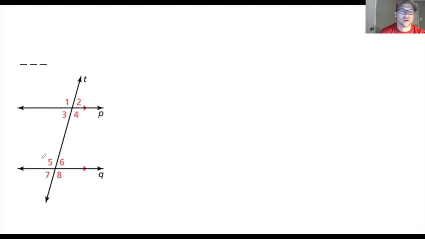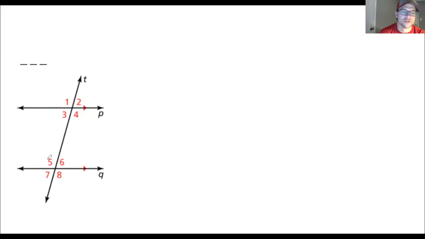Alternate interior. We're going to look at the ones that are on the inside of the line. So we're going to ignore 1 and 2. We're going to ignore 7 and 8 because those are exterior. Opposite sides of the transversal would mean that one pair would be 3 and 6. If your lines are parallel, those two angles will be congruent. Same thing looking at angle 4 and angle 5.